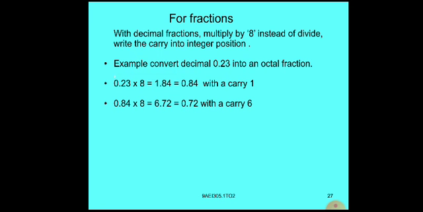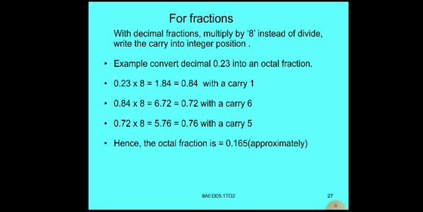6.72. The 6 is the carry, you write it on the right side, and 0.72 is the value available, multiply once again with 8. You will get 5.76. Similarly, write the carry 5 and multiply 0.76 with 8.